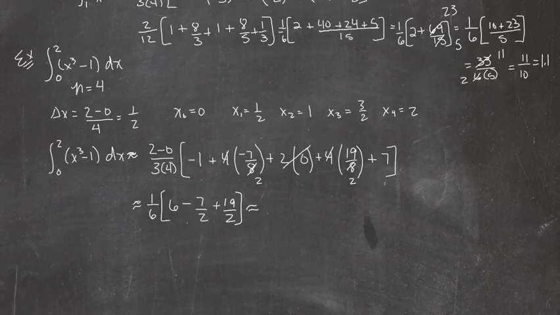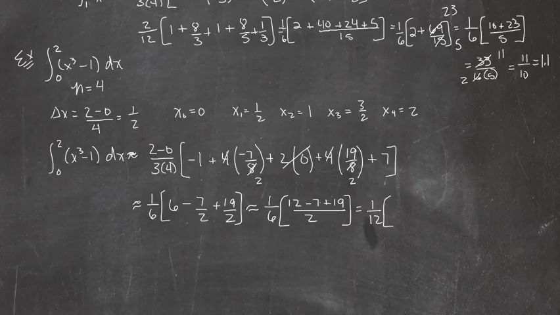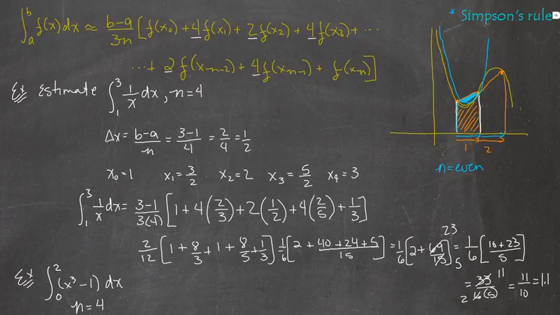So this is approximately equal to 1/6 times, and I think I'm going to go ahead and make a common denominator, 12 minus 7 plus 19 all over 2. So I get 1/12 times 12, take away 7, 5, plus 19, 24. Oh, that's convenient. 24 divided by 12 just equals 2. So that's it. Simpson's rule, just like the trapezoidal rule, is a formula, pluggy-chuggy math for finding the area, or estimating the area under the curve.